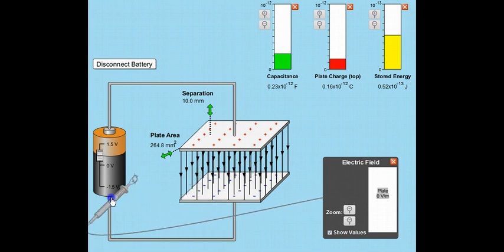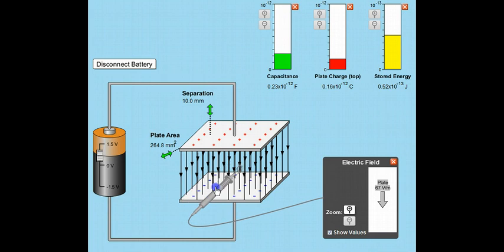As you get out here, then it's 0, but it's a positive 67 volts per meter downwards here. So my question to you right now is, if I were to decrease the distance between these two plates, how would this affect the electric field strength? How would this affect the capacitance C, or the plate charge on either plate, Q, and the stored energy in this capacitor? Take a moment, stop the video, and jot down your answers.